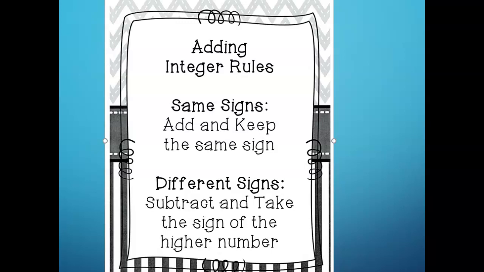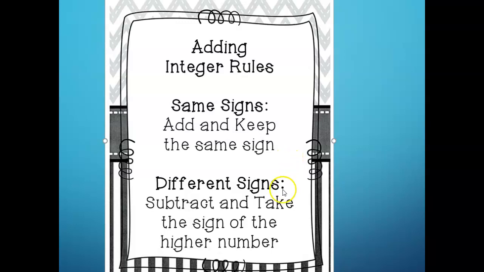So if you look at these adding integer rules, this one in the middle, it says same signs. If you're adding two numbers and the signs are the same, you just add the numbers together and keep the same sign. So for example, if I had 5 plus 3, those are both positives. We know 5 plus 3 equals 8, and that 8 is also positive. So if I had a negative 5 plus a negative 3, those two signs are both negative. We're going to add the numbers together, so it would still be 8, but it would be negative 8, because negative 5 plus negative 3 equals negative 8.